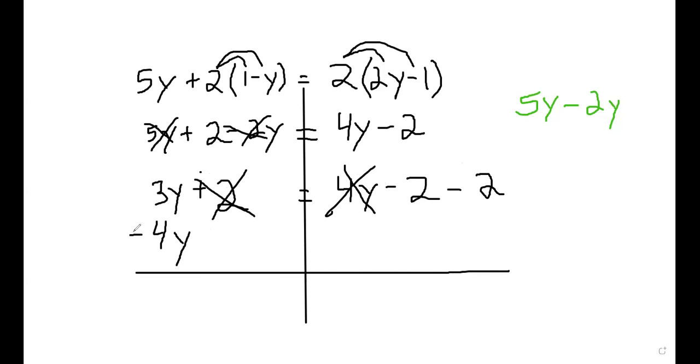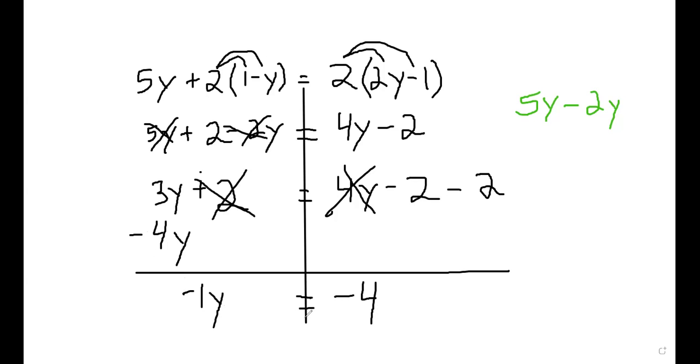Now, what's 3y minus 4y? Well, don't worry about the letters, just think about the numbers. The letters are the same, so we can combine them. So 3 take away 4, well, that's backwards, right? It should be 4 take away 3. Well, what's 4 take away 3? That's 1. But because it's backwards, that means it's a negative. So it's going to be a negative 1y equals, now what's negative 2 minus 2? Well, that's negative 4.